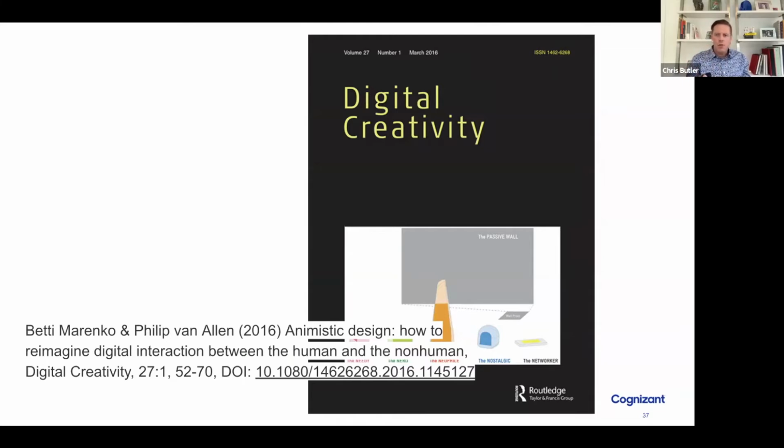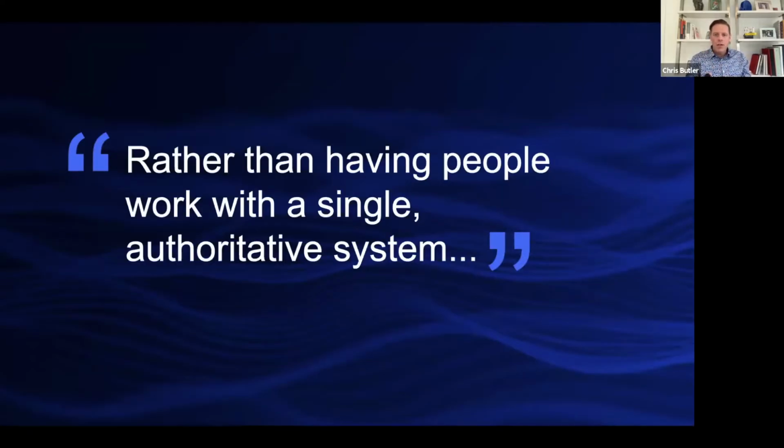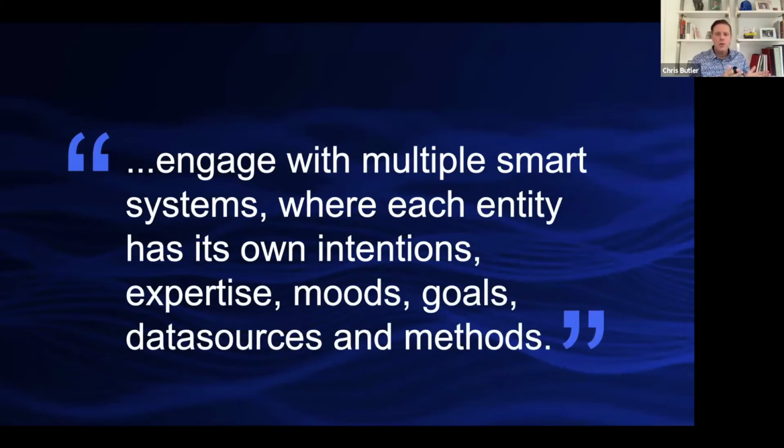And he wrote this paper in Digital Creativity that was really, really interesting to me. The quote here is: rather than having people work with a single authoritative system, like this all-encompassing system, the big blue glowing brain that symbolizes AI, where everybody has their own conversation with this big brain, we'd rather engage with smart systems where each entity has its own intentions, expertise, moods, goals, data sources, and methods. So each individual thing has some way for us to interact with it.